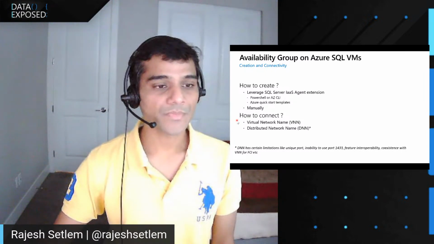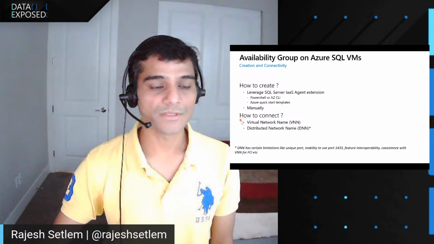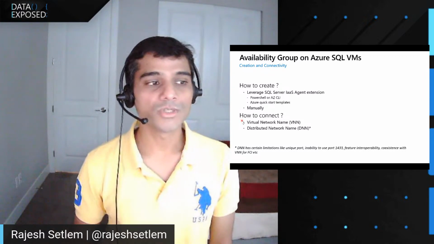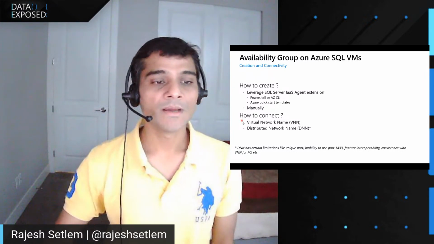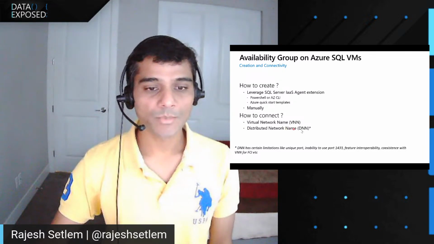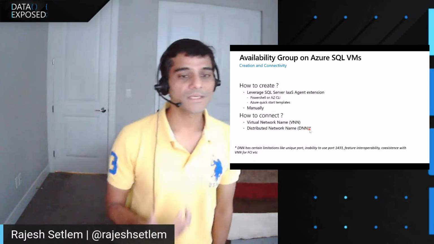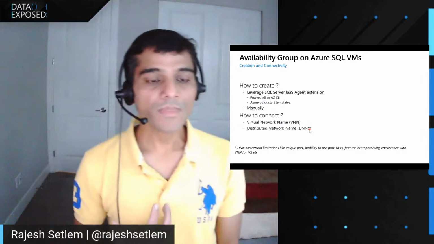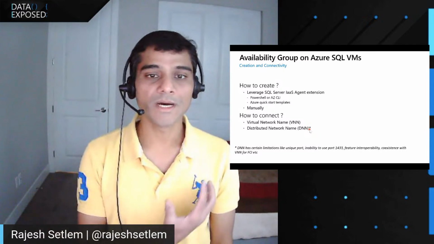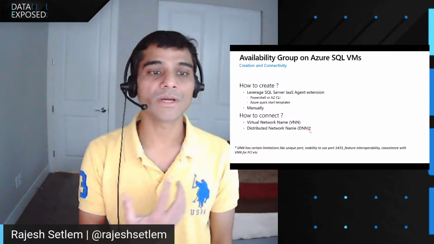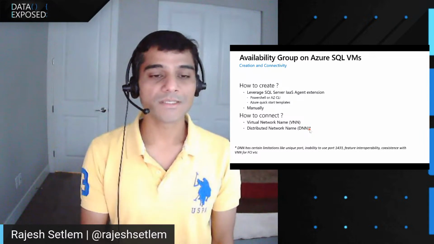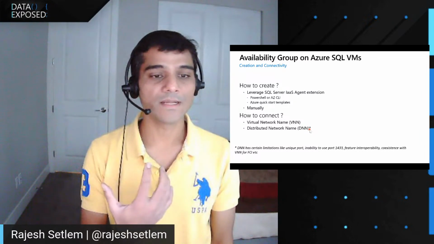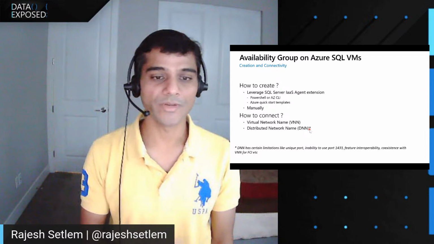And in terms of connection, which you may already be aware of, there are two options. One is the virtual network name, referred to as VNN. And then in the recent past, we also introduced a DNN option for connecting to availability groups. The reason I put a star is that it comes with limitations, with some requirements around a unique port. DNN is a concept that's been around in the Windows world. What we did for availability groups is leverage the same concept and ask whether it could be used for availability groups. And that's what we came up with.